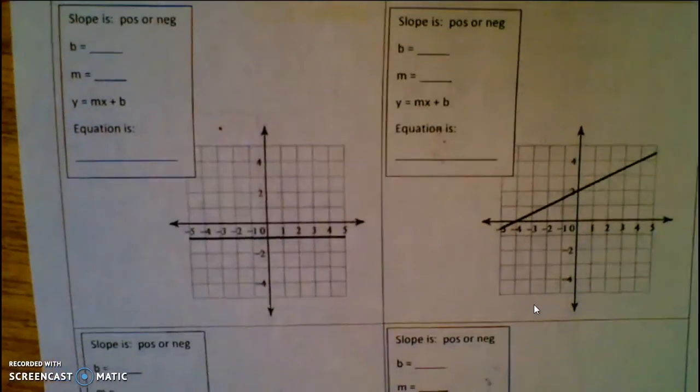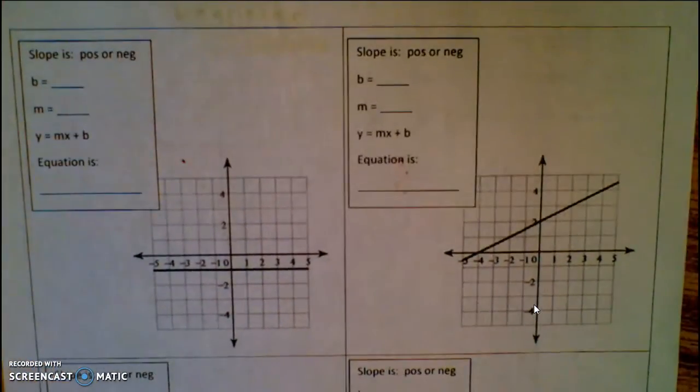Now, there are more equations on the back for you to practice. I'd like you to pause the video at this point, try them on your own, and then when you are finished, play the video to check your answers. Then we'll tape it into our book.